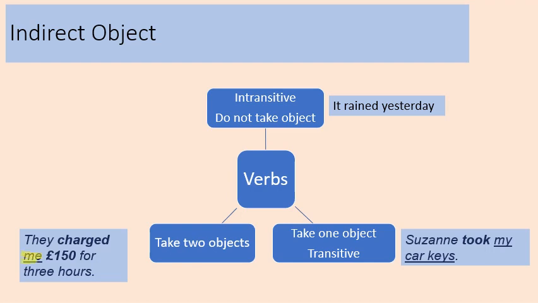We say it is the one that receives the action. They charged me $150 for 3 hours. So me is the indirect object and 150 is the direct object. Okay?